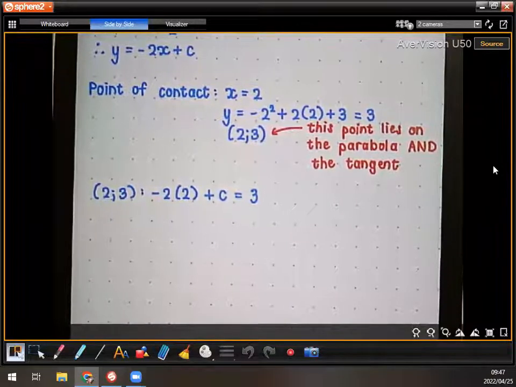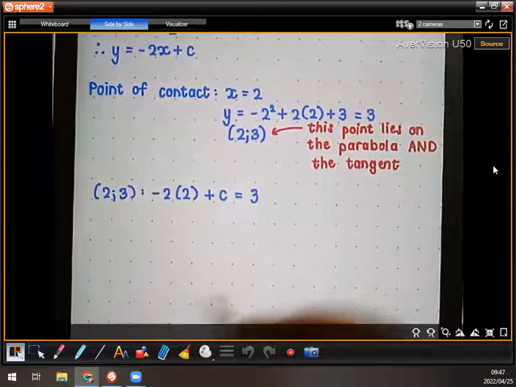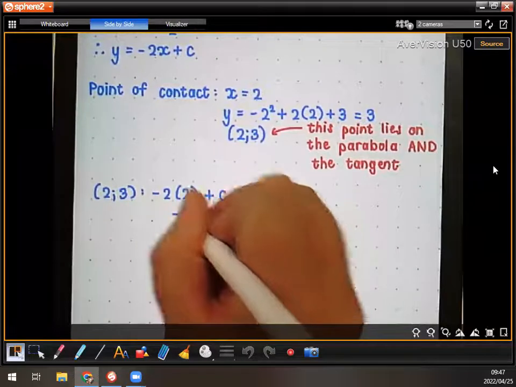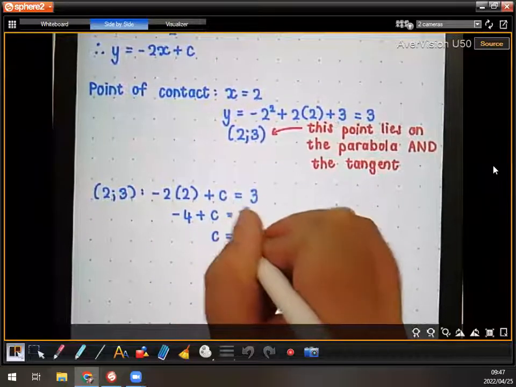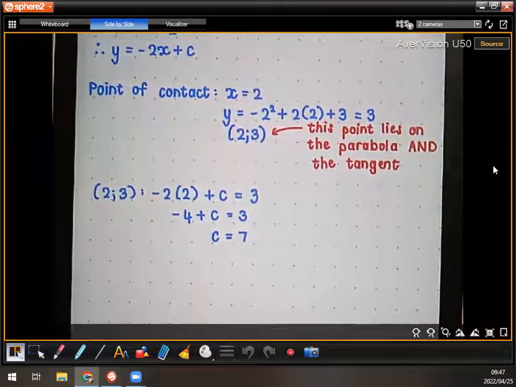Yes, you can use the other formula if you want to: y minus y1 equals m times (x minus x1), yeah? Okay, so this is negative 4 plus C equal to 3. So C is going to be 7.